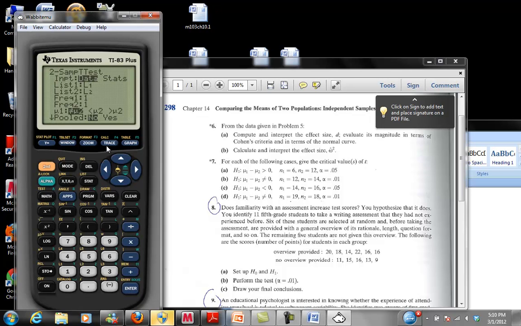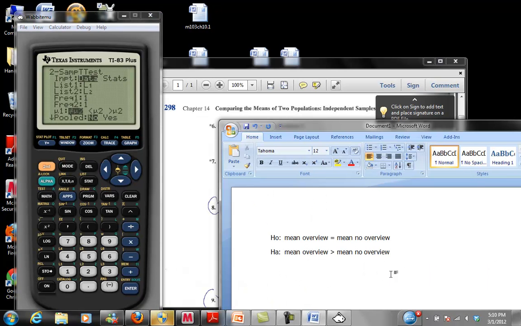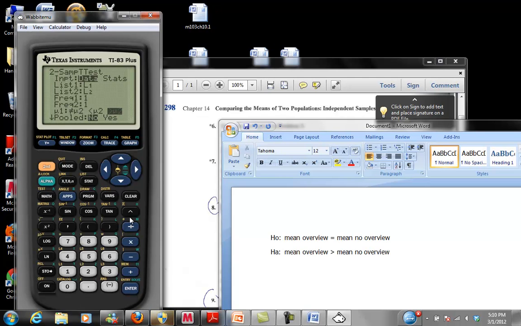I have data in my calculator. The first is in list 1, the second is in list 2. You just leave the frequencies at 1. Now when you come down here, they want the sign in the alternative hypothesis. So just as a reminder, here's our alternative hypothesis right here. We have a greater than sign, so I'm going to highlight the greater than sign. For pooled, Dr. Jen just said leave it at yes. What we're saying is we are assuming that the standard deviations for those two distributions are not significantly different, and that's usually a safe bet.